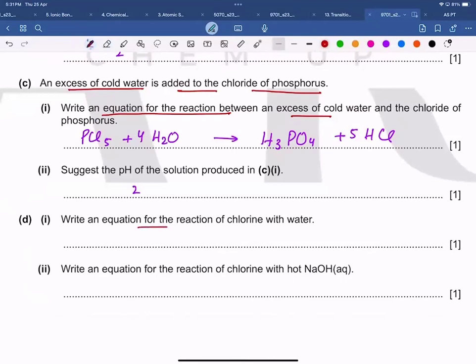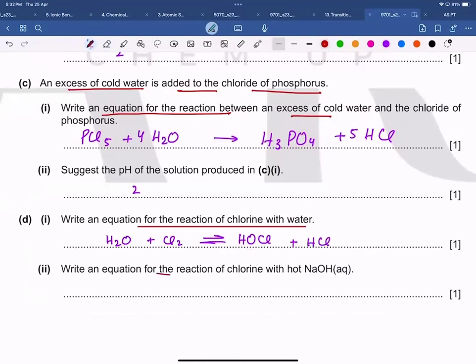Okay. Write an equation for the reaction of chlorine with water. Yes, it's a disproportionation reaction in which chlorine is oxidized over here to HOCl or HClO, both ways it can be written, and then HCl where it is reduced.